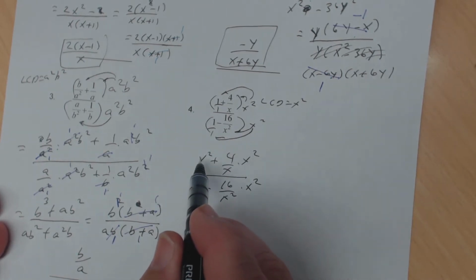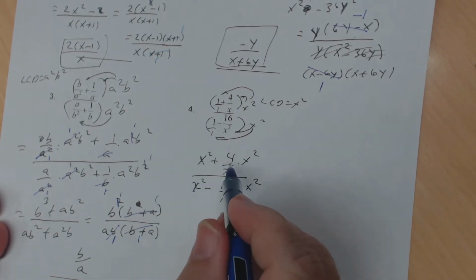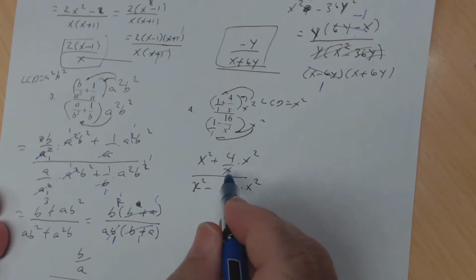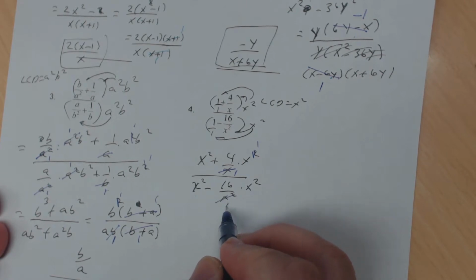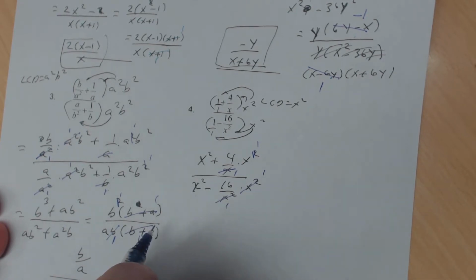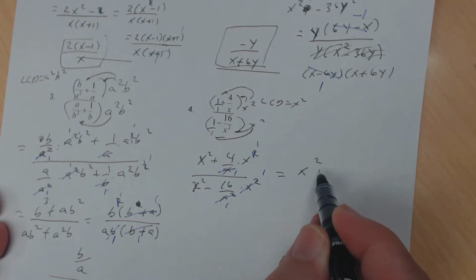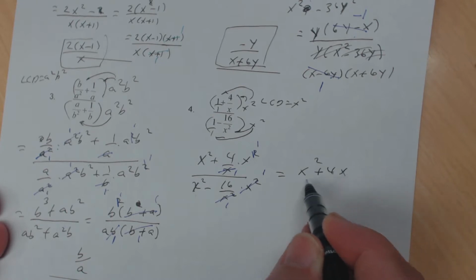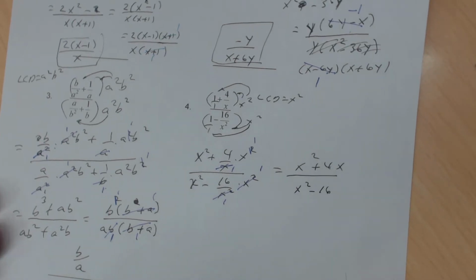Alright, so now here I can reduce. So remember, the whole idea is to clear those fractions. So this factor of x reduces one of these. These two factors of x reduce with two of these. And you're left with factors of 1 in their place. And so I get x squared plus 4x divided by x squared minus 16.